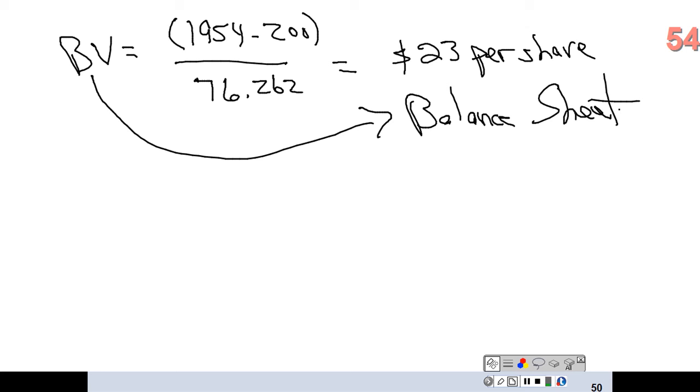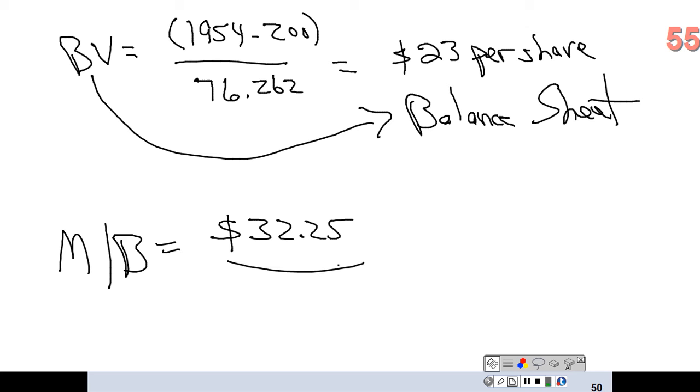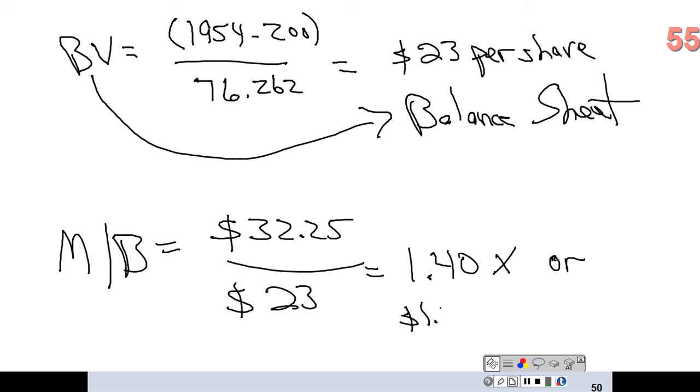Now, the market to book ratio is going to be equal to the market price per share, which we said earlier, again, this has to be given to you, $32.25, divided by the book value, which we just calculated at 23. And so, according to your book, this equals 1.4 times, or $1.40 per $1 of book value.